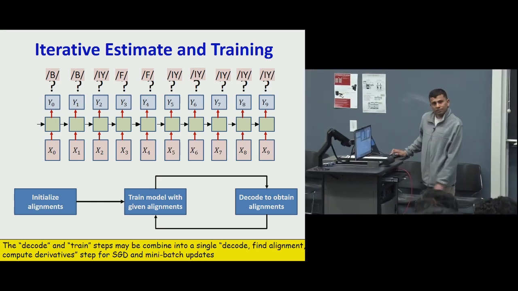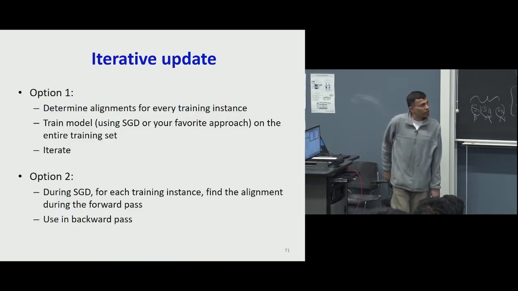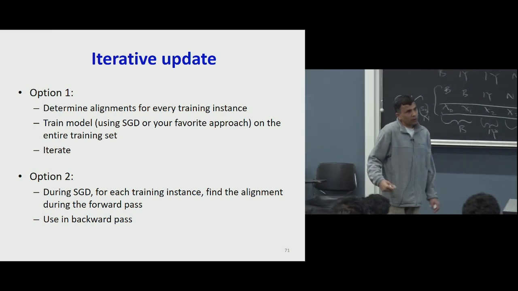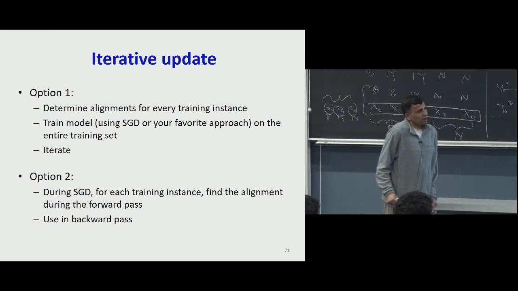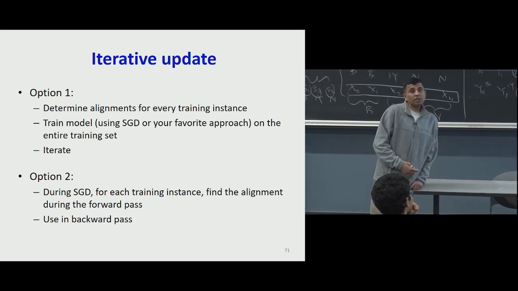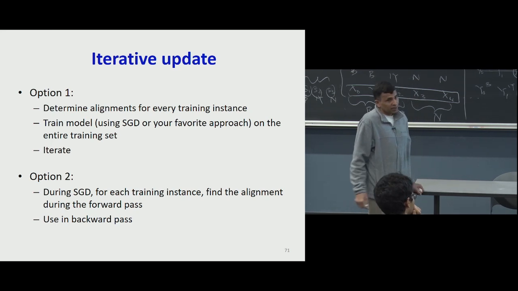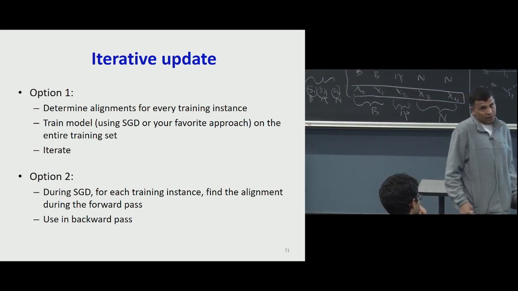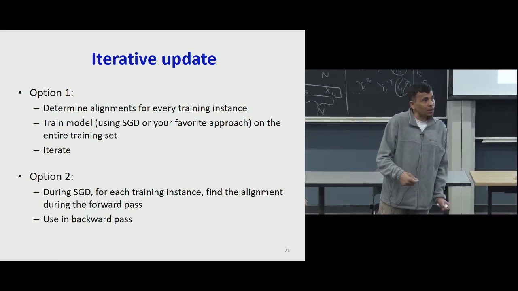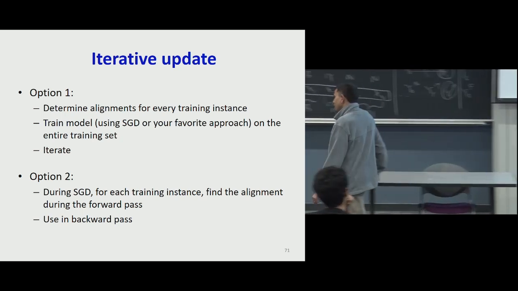Now, this kind of works. There's a problem with this. You can do this in multiple ways. You can train a model and then just compute the alignments for your entire training set and go through the process, or you can do something like SGD, where as you keep updating your parameters, you always compute the alignment using the latest model parameters. All of this is fine, right?